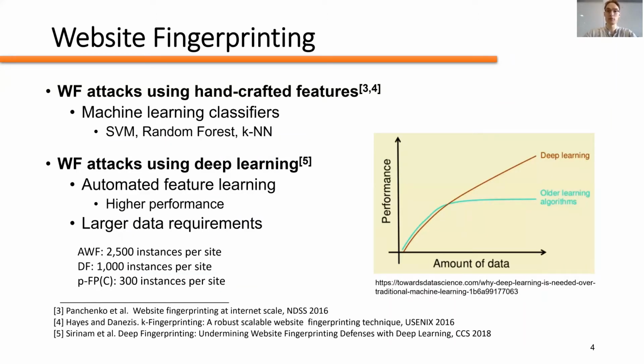Now, over the years, there have been many website fingerprinting attack proposals. Early attacks such as CUMUL by Panchenko et al. and k-fingerprinting by Hayes et al. process website traces into handcrafted features. These attacks use standard machine learning classifiers such as support vector machines, random forest, and the k-nearest neighbor algorithm to learn to predict websites using these features.